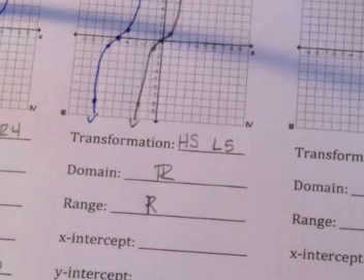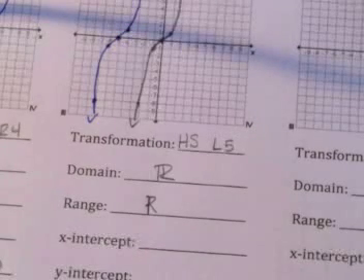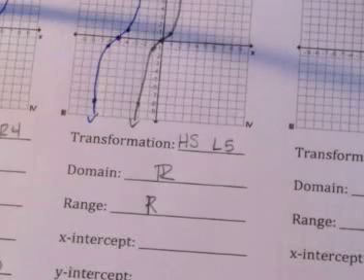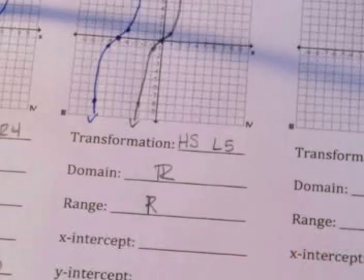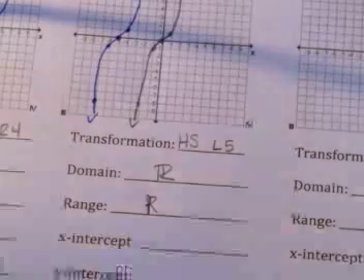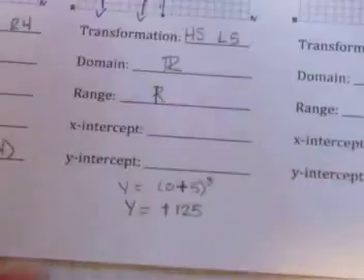Because my y-intercept is always going to be where x is 0. So this is just negative 5 cubed, which happens to be, oh, this is a +5 in my function. So it's +5 cubed, which is going to be +125.